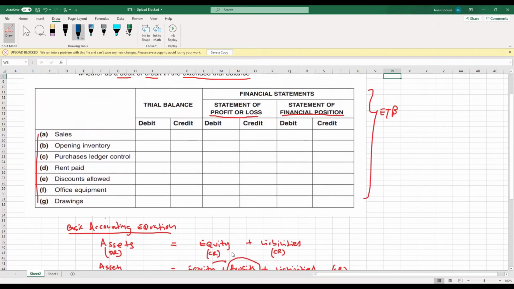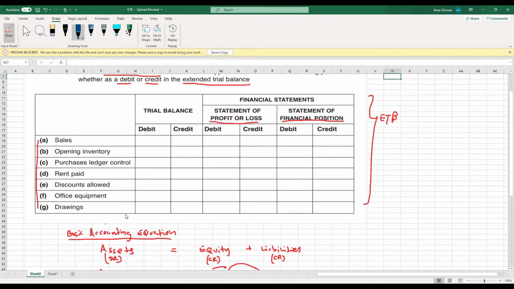Now if you take sales, as I told you, it's a credit balance, so therefore it should be on the credit side. Then this is part of the statement of profit or loss, so therefore it has to be on the credit side of the statement of profit or loss. Then the opening inventory, it's a debit balance.